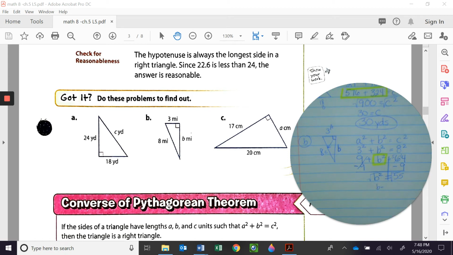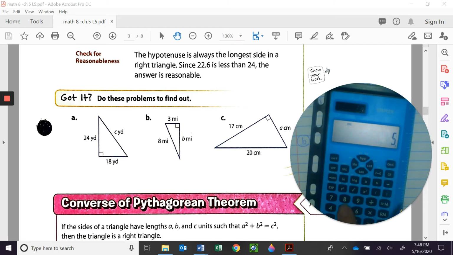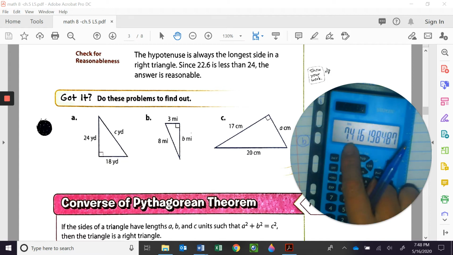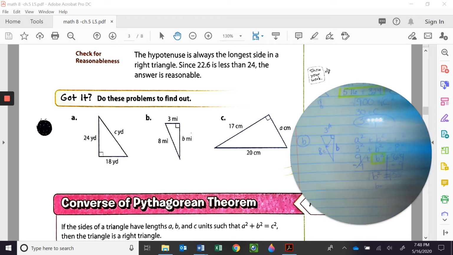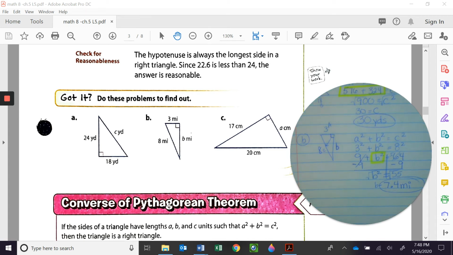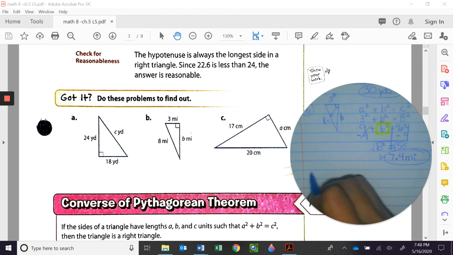So take your calculator. 55 square root is 7.41. Does the 1 change the 4? No, it does not. So 7.4, and then what do we have? Miles, M-I. Okay, let's look at C.